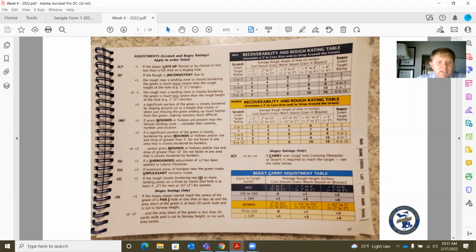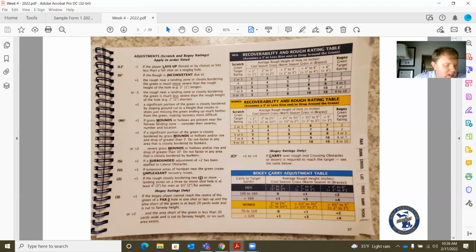And then this 2 adjustment, again, not one that really comes up a ton, but if you have rough that's closely bordering 2 or more landing zones on a 3 or more shot hole, and it is at least 4 inches for men or 3.5 inches for women. So again, our rough heights when we're out there are anywhere from 2 to 3 inches. We really don't see anything any deeper than that in most cases. I've not seen any rough higher than that.